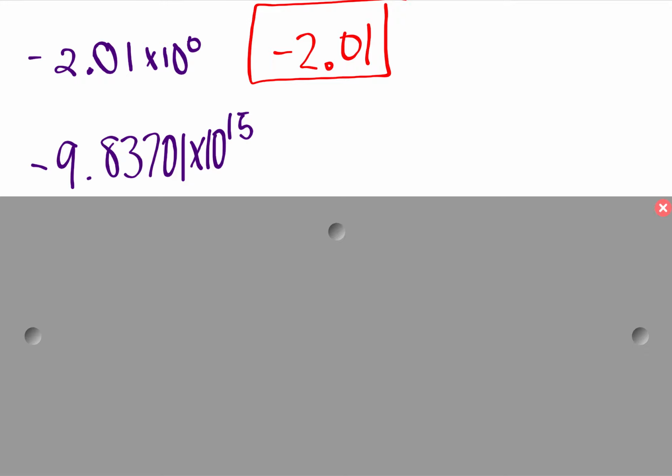Okay, next example. I'm going to go ahead and scroll down a bit here. Negative 9.83701 times 10 to the 15. Now it is a negative number. That's going to stay negative. I'm going to move this 15 places. 1, 2, 3, 4, 5, and 10 more places, which will all be filled with zeros.